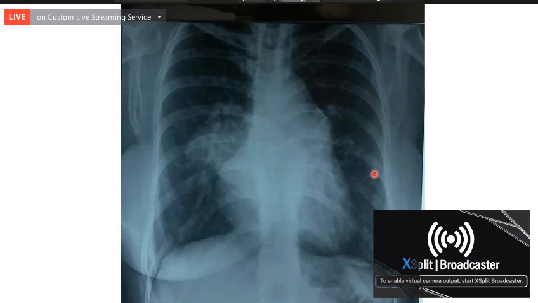With normal aortic knuckle and left aortic arch. Why did you say it's a normal aortic knuckle? What is your criteria? When will you say that the aortic knuckle is prominent? I don't know, sir. Well, you should look at the transverse process of the vertebra. If the aortic knuckle is beyond the transverse process of the vertebra, then you will have to consider that the aortic knuckle is prominent.